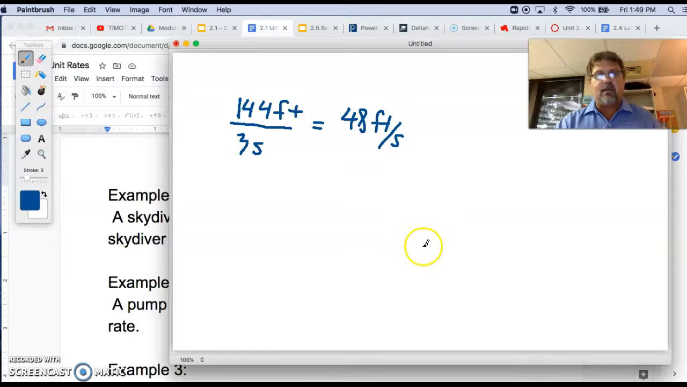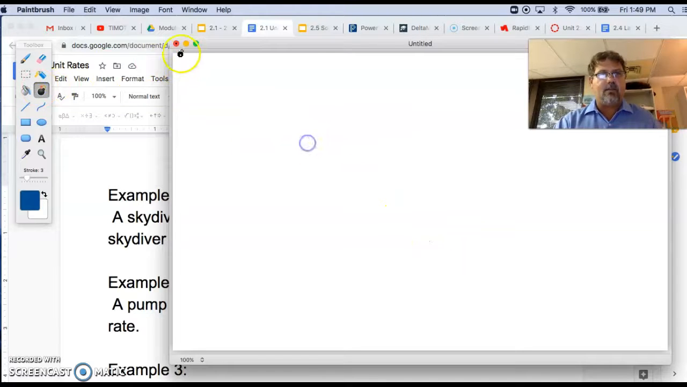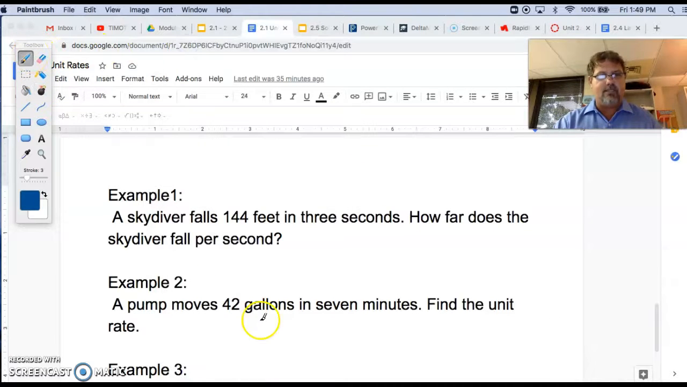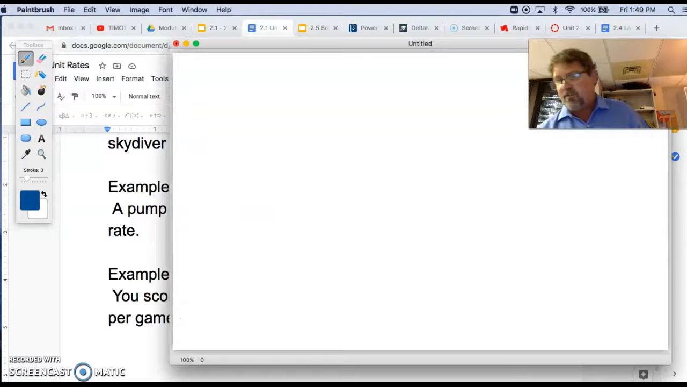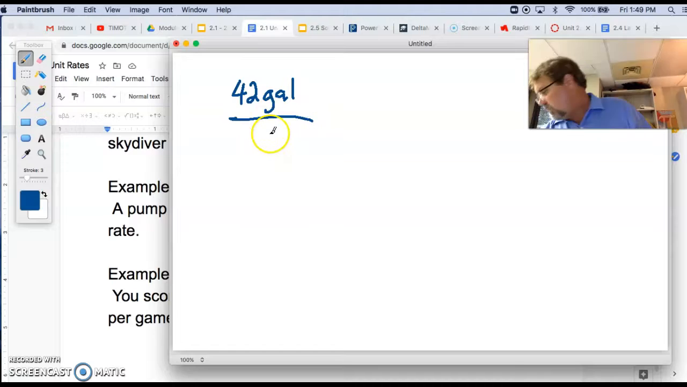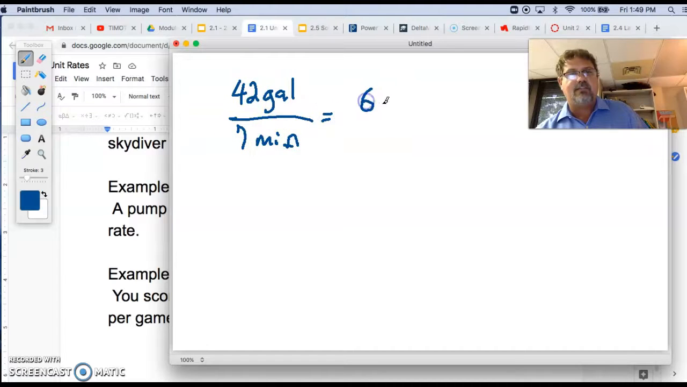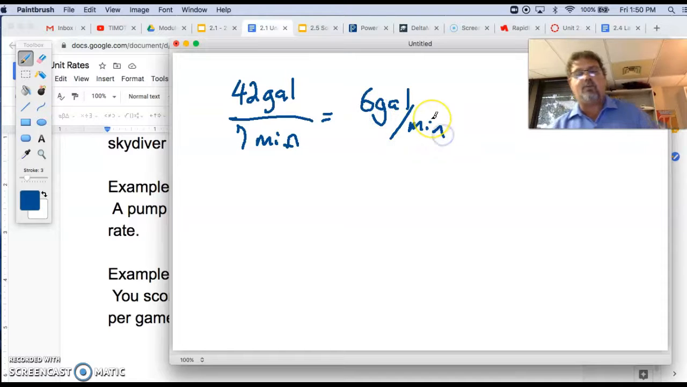Okay, let's get to the next one here. A pump moves 42 gallons in 7 minutes. Find the unit rate. I think you guys get the picture here. We're going to set it up the same way, using some abbreviations: 42 gallons per 7 minutes. Again, divide the 7 into the 42. We know that it goes 6 times. So 6 gallons per minute. Much easier to work with.